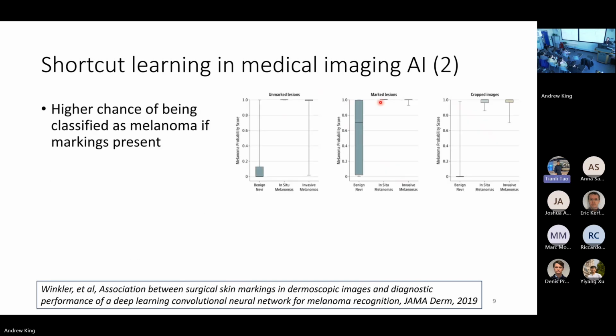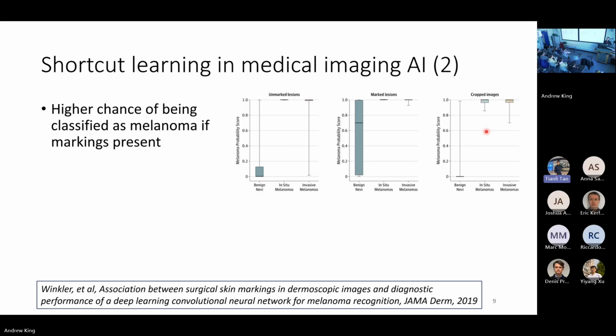What they found was that there was a higher chance of being classified as a melanoma if the markings were present. Let me explain these box plots first of all. The vertical axis on all of them is the probability of being classified as a melanoma, as a cancerous lesion. And the 3 box plots are for the 3 different test sets: unmarked, marked, and cropped images. Now, in situ melanomas and invasive melanomas are both melanomas, so you would expect a high probability of being classified as a melanoma. And you can see that across all 3 models, all 3 correctly identify melanomas.